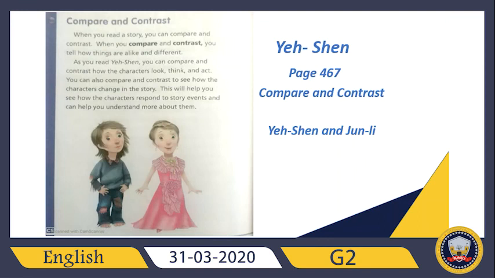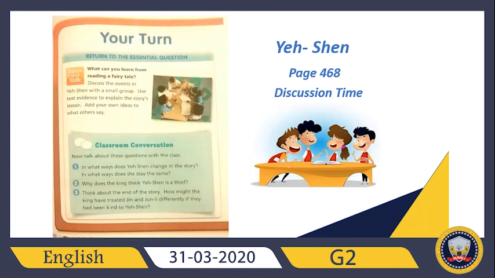How do some characters change in the story? For example, Yeshin, how did she change? In the beginning, she was a poor girl. In the end, she gets married to the king. So you see, throughout the story, there are characters who keep on changing, and you should be able to see this change and understand it. Now, it is your turn.